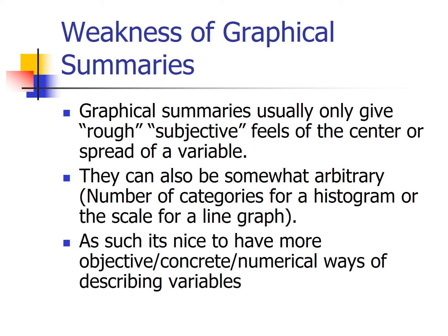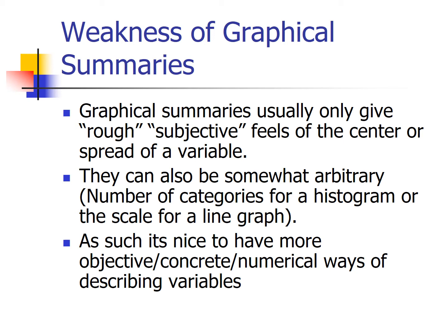Part of the shortcomings is that they only give rough subjective feels, particularly with respect to notions of average and notions of variability. And they also could be arbitrary. When we're talking about histograms, the number of categories is sometimes a little bit arbitrary. When we're making things like scatter plots, sometimes the scale that's picked to graph the scatter plot can have a certain bit of arbitrariness to it.